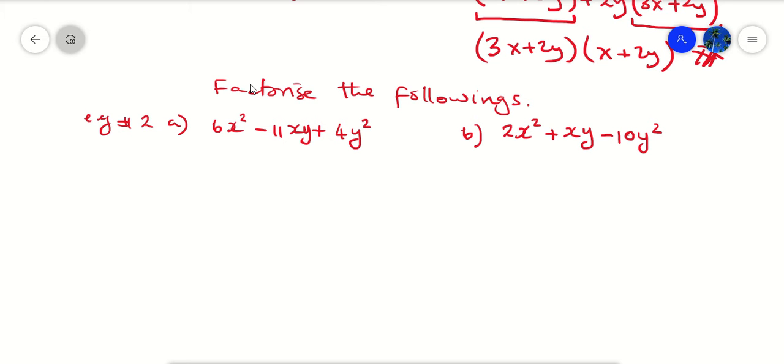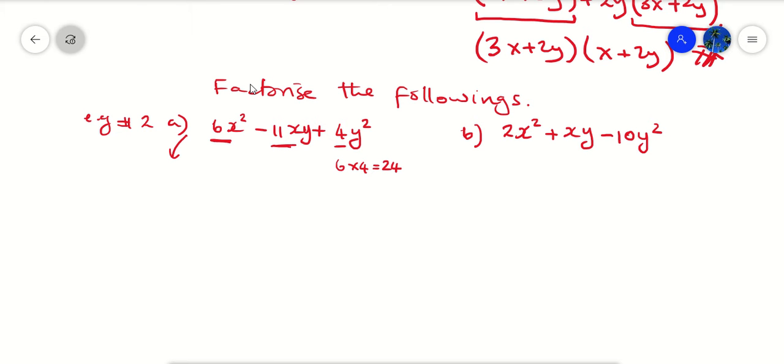If I start with part A, what will we do here? Again, we multiply the coefficient of square terms, which here is 6 and 4. So if I multiply 6 times 4, what will I get? This will be 24. But I need the factors of 24. If I add or subtract them, they will give me my middle term, which is negative 11.